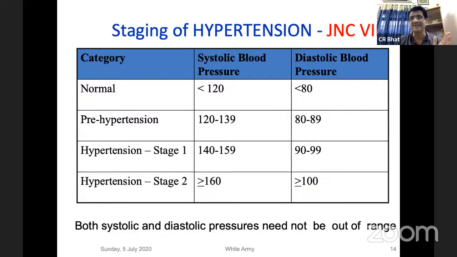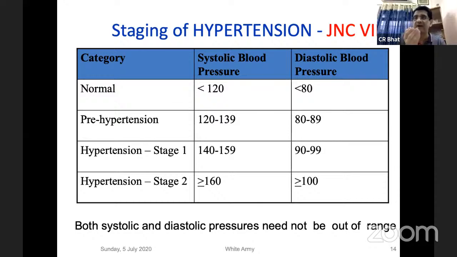Stage 2 is anything above 160 of systolic blood pressure and anything of more than 100 millimeters of mercury of diastolic blood pressure, which is called hypertension. Now, if a patient has a BP of 150 by 80 millimeters of mercury, I consider the highest abnormality, that is, the systolic pressure is higher than the category. The 80 millimeters comes to the normal, whereas 150 becomes stage 1.